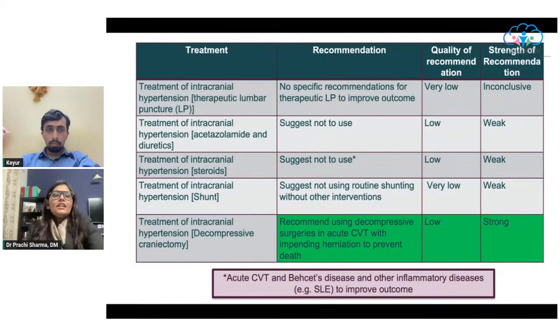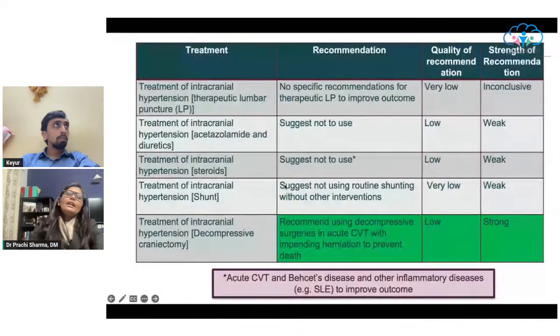So the ESO recommendations currently do not suggest the use of therapeutic lumbar puncture, acetazolamide or diuretics, steroids, and shunt without other surgical interventions to improve the outcome of the patients and to reduce the risk of mortality. Having said that, they say that steroids may be used in patients who are presenting with acute CVT due to Behçet's disease and other inflammatory diseases like SLE, where it has been shown to improve outcome.